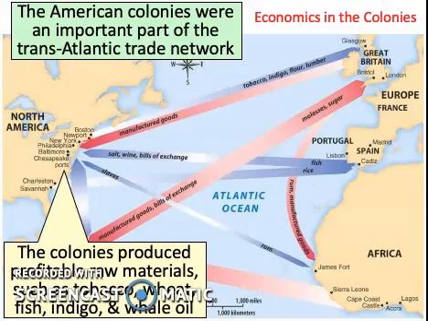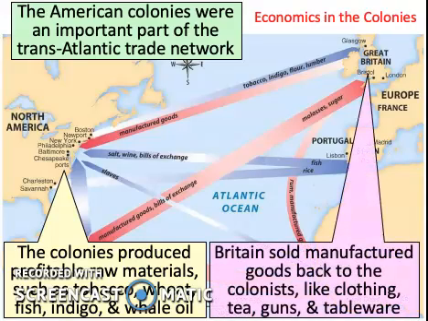For instance, tobacco from the Chesapeake region, wheat from the middle colonies, fish and whale oil from New England, indigo and rice from places like South Carolina were all important raw materials that were produced and then sold to England from the colonies. The other part of this is what Britain is going to do. Britain is going to sell manufactured goods back to the colonists: clothing, tea, guns, tableware, basically all sorts of manufactured goods. This back and forth was an important part of this transatlantic trade network.